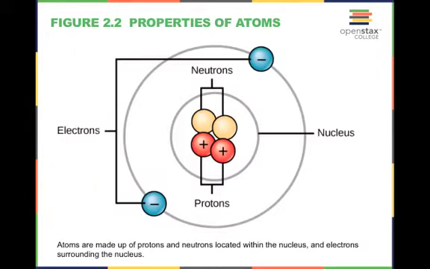We'll start with a discussion of atoms. Atoms are the basic units of matter. Different kinds of atoms interact with one another to form chemical systems that can take on amazingly different characteristics.